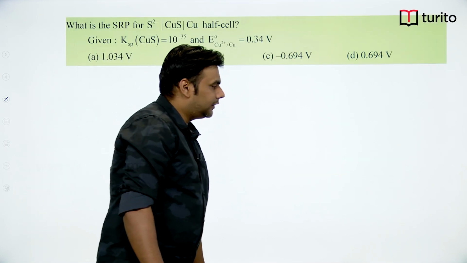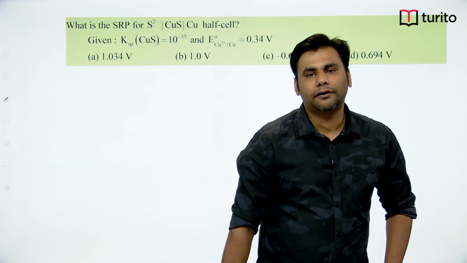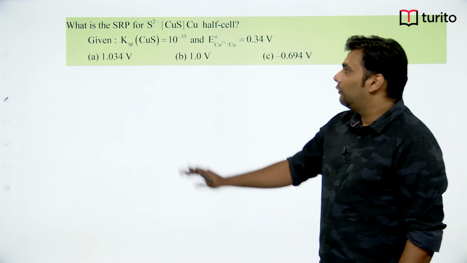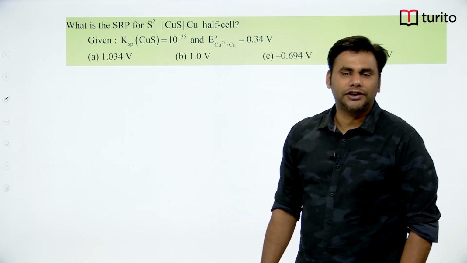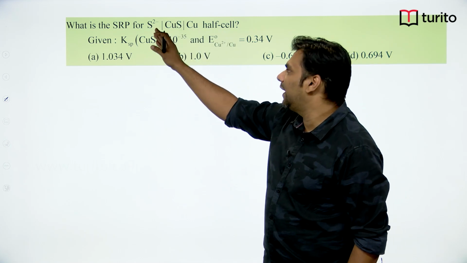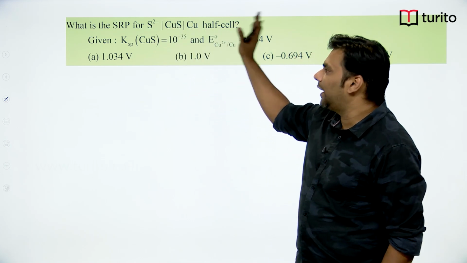Okay, so let us do some problem solving on what we have done in the previous lecture. So just read this question. This question says, what is the SRP? SRP is basically standard reduction potential for this electrode. Okay, sulfide ion, copper sulfide and copper half cell.